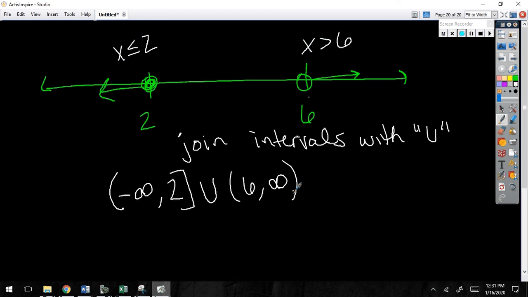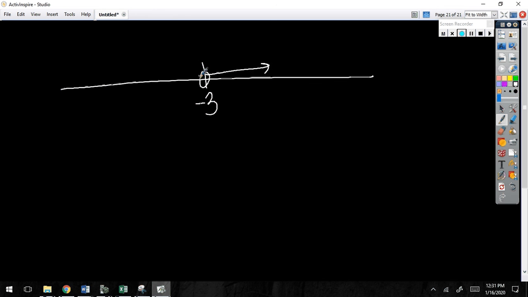Let me ask you this, and my Algebra 2 kids from last year will remember this, I hope. What if I want to leave only one number out? In other words, I want to say that x can be anything in the whole wide world, but it can't be -3. It can be anything bigger, and it can be anything smaller, but it just can't be -3. How might I write that in interval notation?